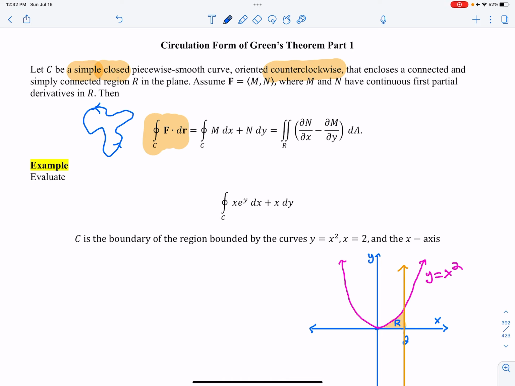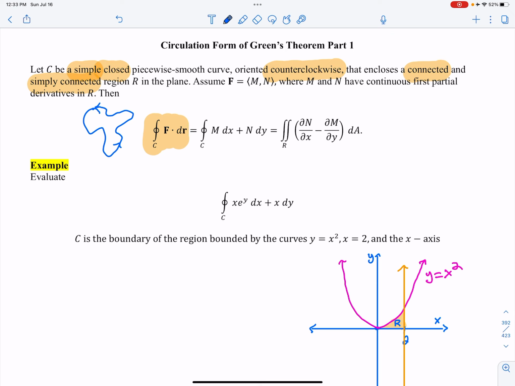And then it encloses, and then we have these definitions over here, connected and simply connected. Remember, connected means I can pick any two points in my region. If my region's like this, if I pick two points, I can pick a path that is in the region to get from one point to the other point. A non-connected region would be two open regions like this. If I put one here and one there, there's not a path from one to the other.